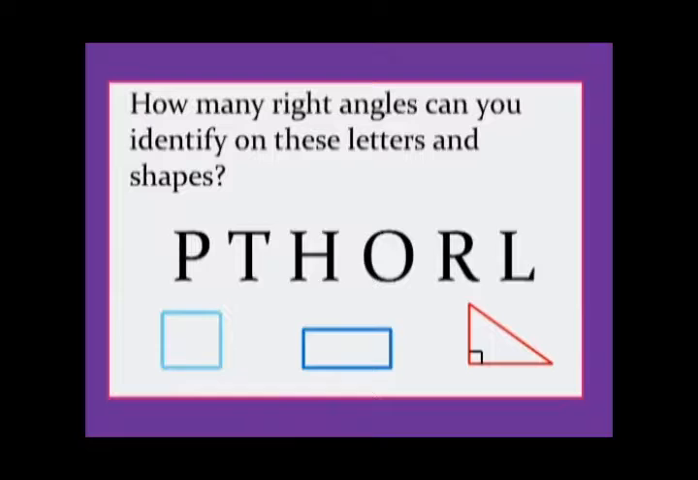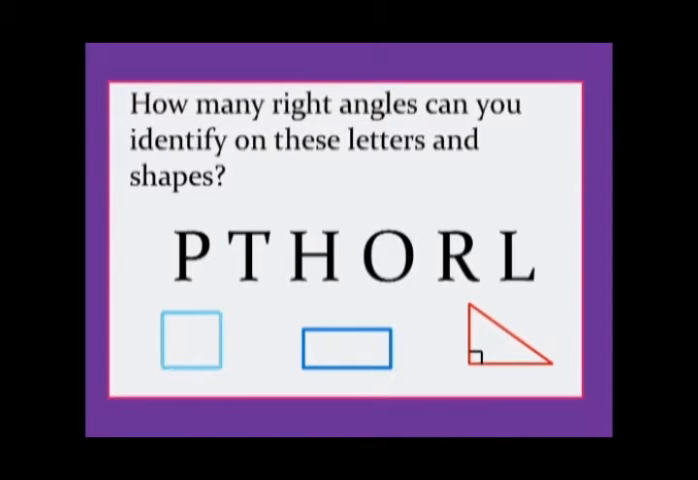Now we're going to take a look at some shapes and some letters, and we're going to see if you can identify where we could find right angles in these shapes. How many right angles can you identify on these letters and shapes? Do you think we have any right angle on the letter P? What about the letter T? Look carefully at the letter H. Talk about this with your friends. What about the letter O?